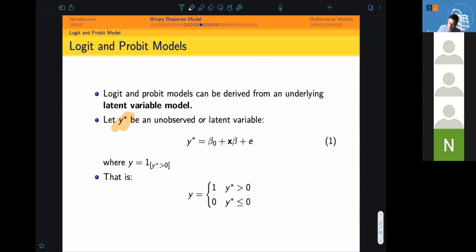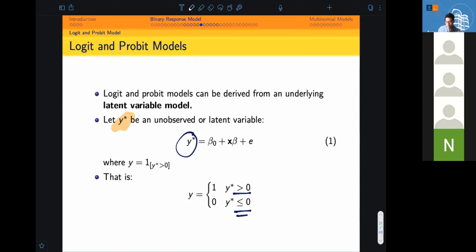So the latent variable is something that we do not observe. Suppose I want to get myself insured, and there is some value in that latent variable such that if the value exceeds 0, then I'm going to get myself insured. But if the value is lower than or equal to 0, then we do not get insured. That's a particular example.